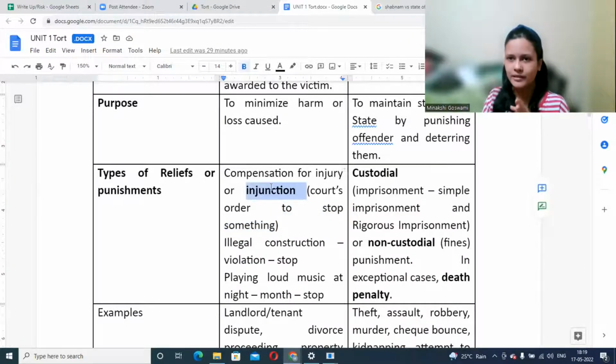Injunction is also very common in civil suits. Parties would go to the court and say, I need an injunction order. Sometimes it might be only an injunction order. Sometimes it may be only compensation. Sometimes both may be combined together.